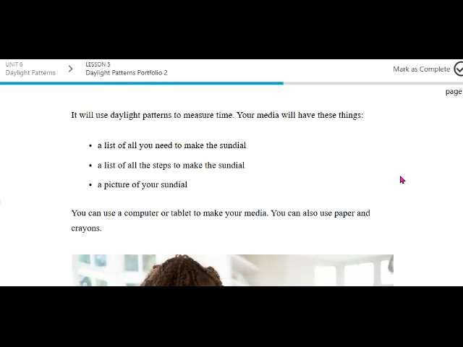It will use daylight patterns to measure time. Your media will have these things: a list of all you need to make the sundial, a list of all the steps to make the sundial, and a picture of your sundial. You can use a computer or a tablet to make your media. You can also use paper and crayons.